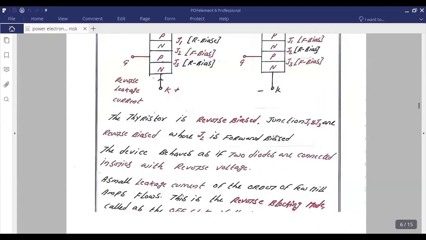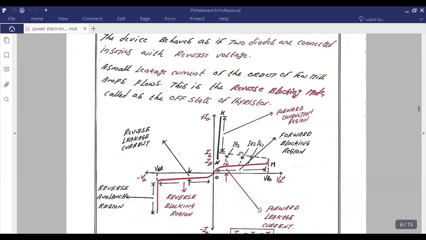Here in the characteristics, you may consider the gate currents IG3, IG2 and IG1. These are the magnitudes of the different gate currents. Suppose we consider three gate currents: 5 milliamps, 10 milliamps and 15 milliamps.